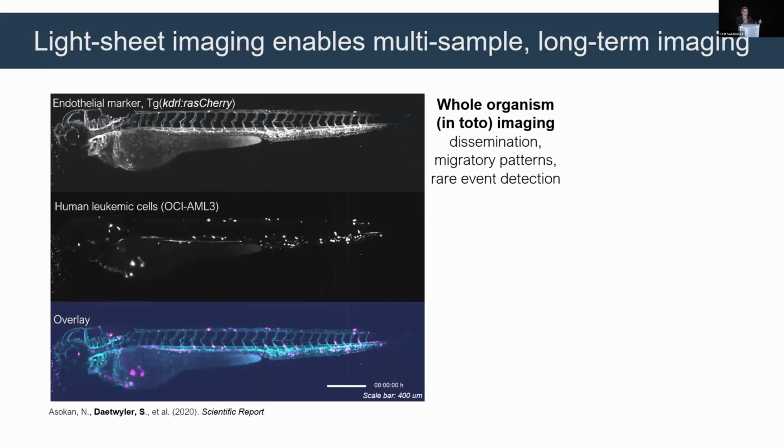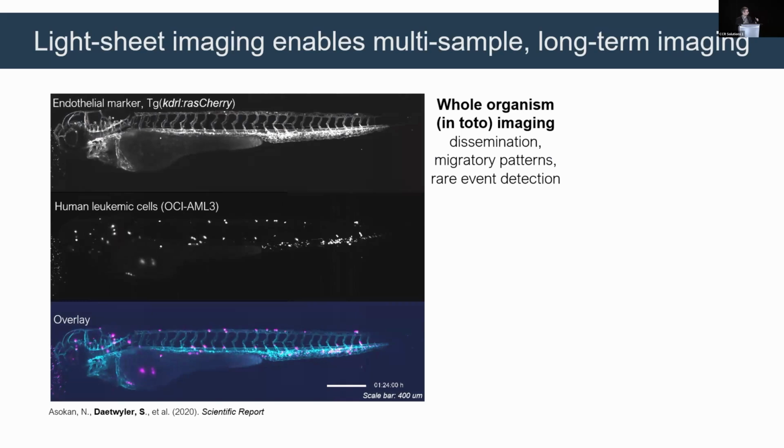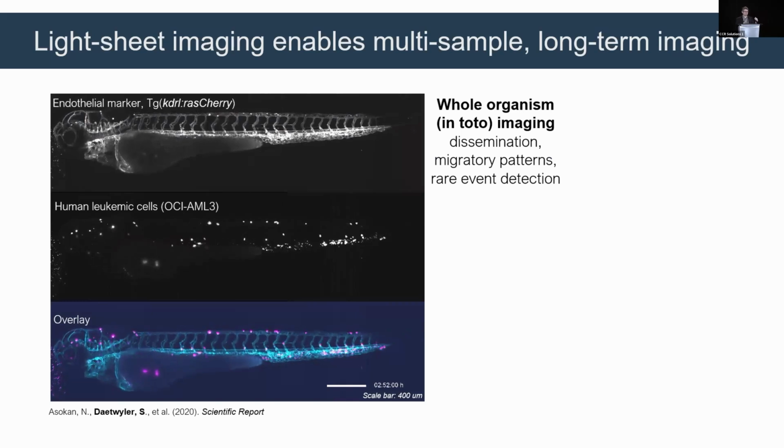now, for example, here in this case, look at leukemic cells in circulation. And as I play the movie, you can follow the individual cells on their path through the organism, and we can study where do they end up, what is their migration pattern, and we can detect rare events.